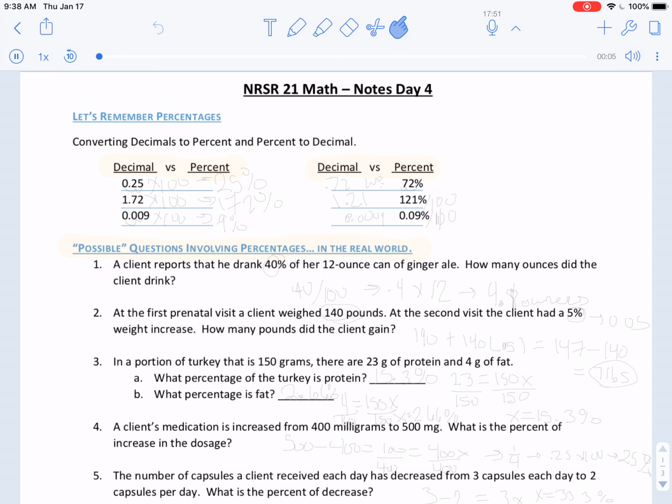Today we're going to be showing you how to remember your percentages as well as using those percentages, and how to convert them from decimals to percent on the left side. And on the right side we're going to be displaying how to turn percent into decimals. And then on the next few problems, we're going to have possible questions involving percentages in the real world with these 5 examples that we'll walk through together.